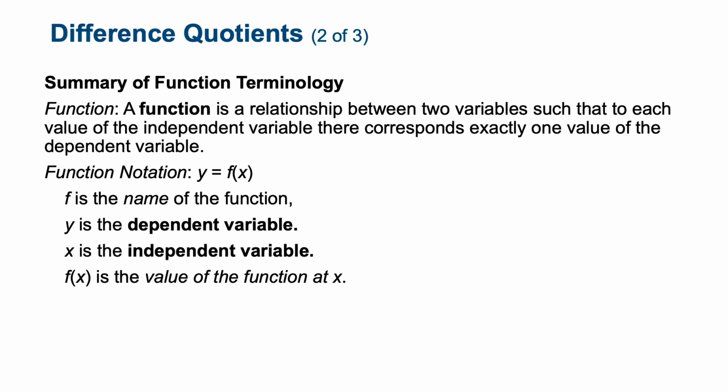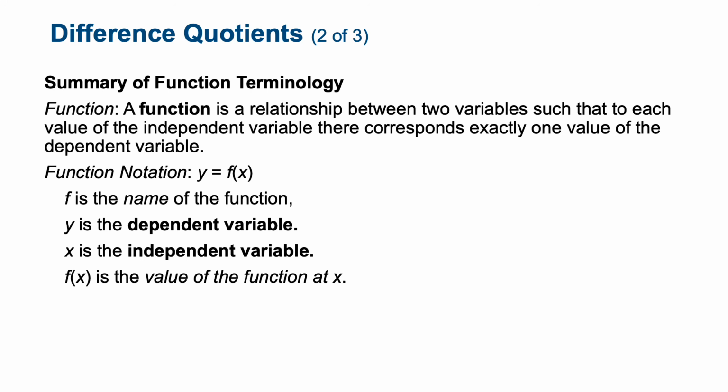Okay, so let's just summarize some terminology. So function, what did we talk about? We said a function is a relationship between two variables such that each independent variable corresponds to exactly one value of the dependent variable. So for every input, there exists one output. That means that for every input, there does not exist more than one output. So x cannot repeat and have different y's.